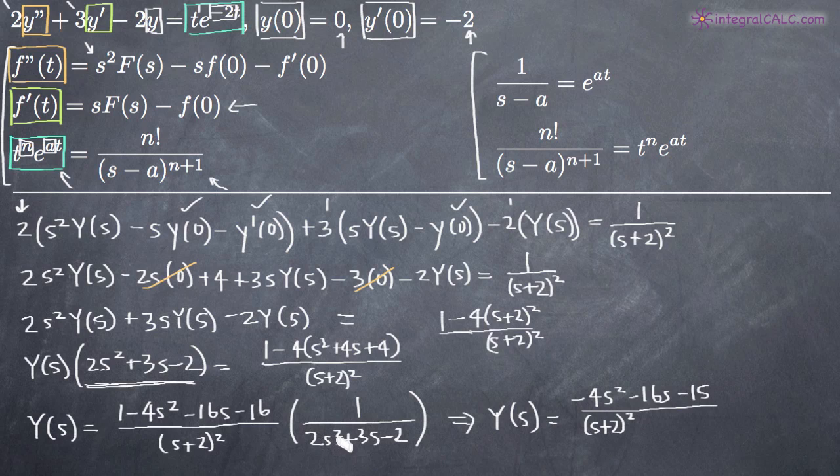And we can factor this 2s squared plus 3s minus 2. If we do that, we'll get 2s squared plus 4s minus s plus 3s minus 2, so we'll say times 2s minus 1 times s plus 2. And as you can see here, we've got s plus 2 squared and an s plus 2, so let's change this to s plus 2 cubed and get rid of this s plus 2 to the first power.